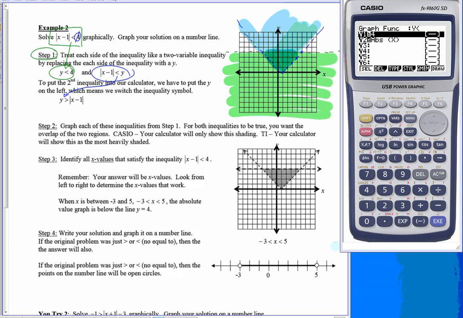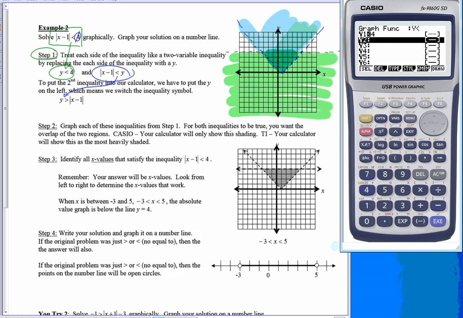If I want to put this in my calculator, I need to go back and delete the functions that are already there. I can't just type over them or I won't be able to change the inequality. So for this one, I'm trying to do y is less than. So I'm going to go to the type. I'm going to change it to less than, and that's going to be less than 4.